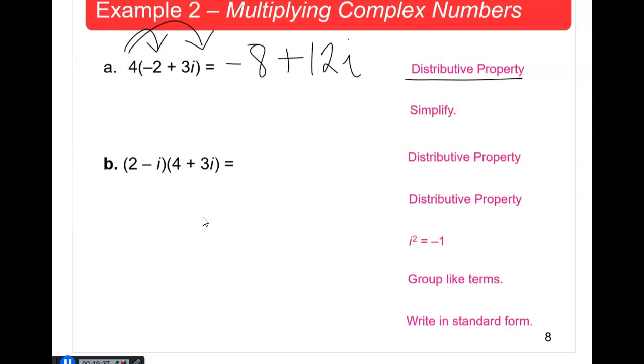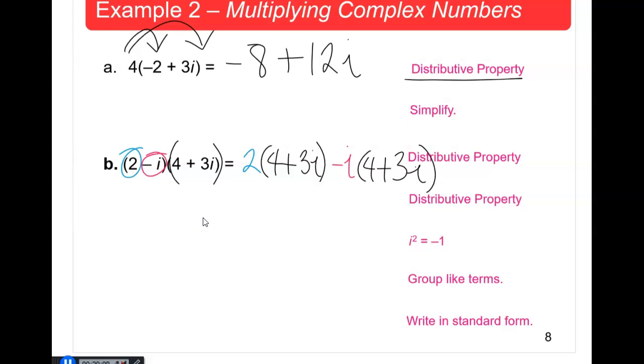Now, with the next problem, we have two terms in each set of parentheses. So what I'm going to do is distribute the 2. So it will be 2 times 4 plus 3i. And then I'm going to distribute the negative i. So it will be minus i times what we have in this parentheses, 4 plus 3i. That is the distributive property. So we will get here 2 times 4 is 8. 2 times 3i is 6i.